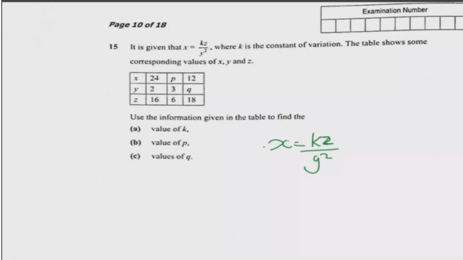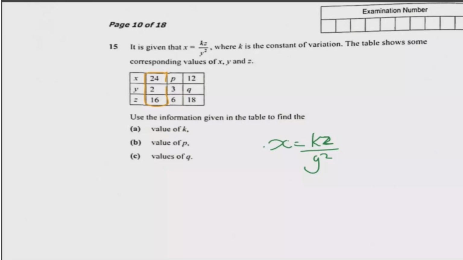Okay, so what you can do is first we can look at the table and identify the column that has all details given, and you can see that this first column has all the details given, which is the value of x, the value of y, and the value of z. So now we just replace the letters by their values.